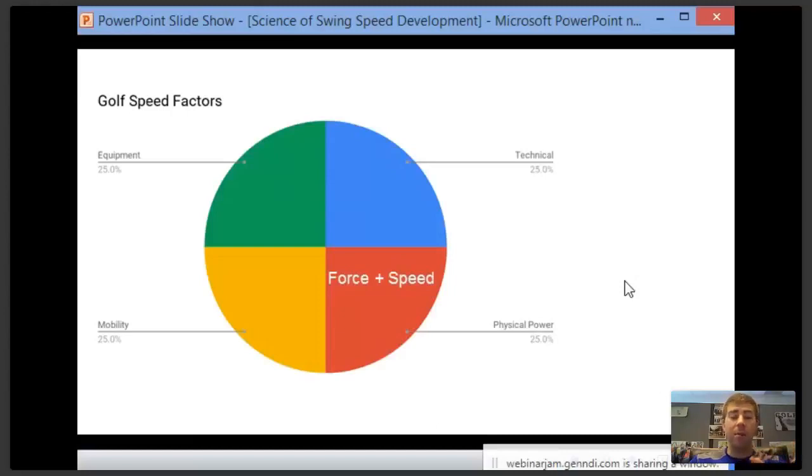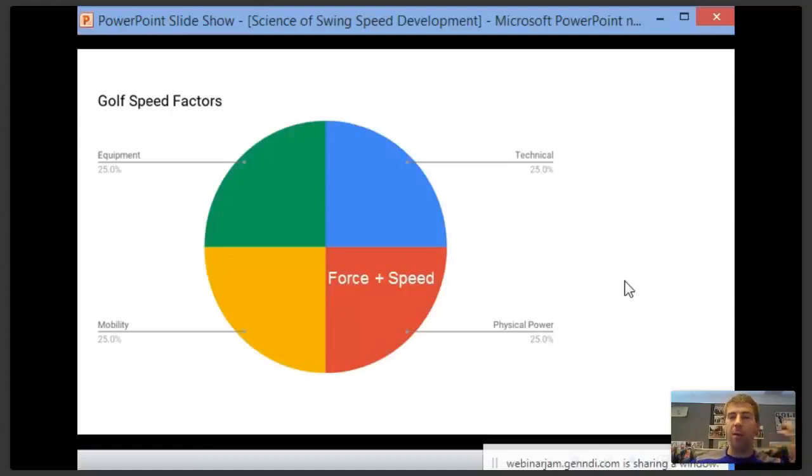The third is going to be mobility. If you are tight, that would be an area that you can improve. And then the fourth area is going to be physical power. That is looking at how strong you are and how fast you're moving. So two of those quadrants are physical in nature, and the other two are not necessarily physical. Those are going to be more on the technical or equipment side of things. We're going to dig into each of those a little bit as we go.